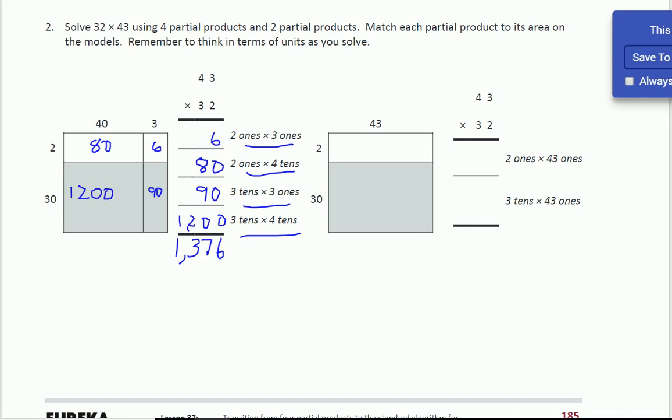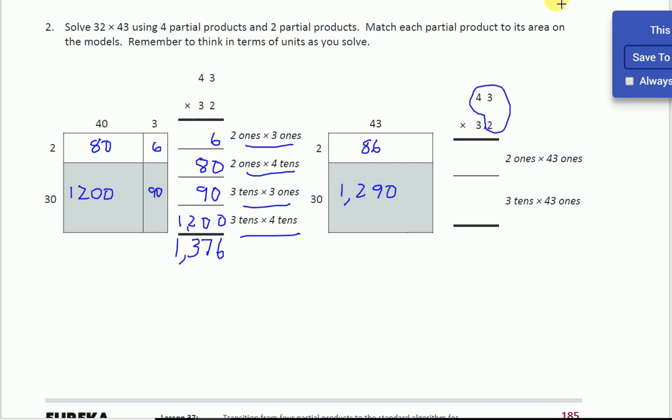And then this way over here, the sneaky way of introducing the standard algorithm, is we're just doing 2 times 43. Well, I don't know what 2 times 43 is, but it would be actually these two combined, 80 and 6. That's going to be 86 here. And then the next one's going to be 1,290. We're just adding these two together. And what does that look like with the standard algorithm? Basically, it's 2 ones times 43 ones, which, again, is this part of the problem.